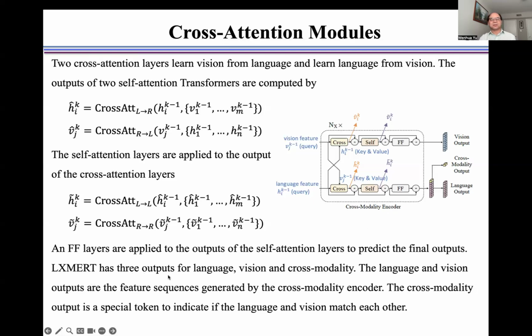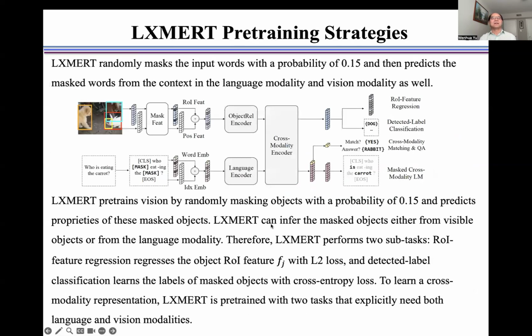LXMERT has three outputs for language, vision, and cross-modality. The language and vision outputs are the feature sequences generated by the cross-modality encoder. The cross-modality output is a special token to indicate if the language and the vision match each other.